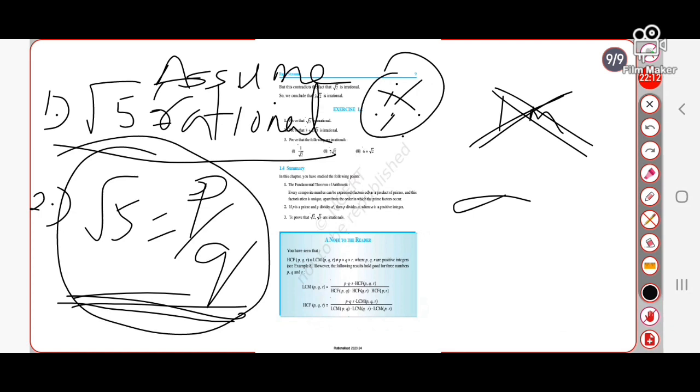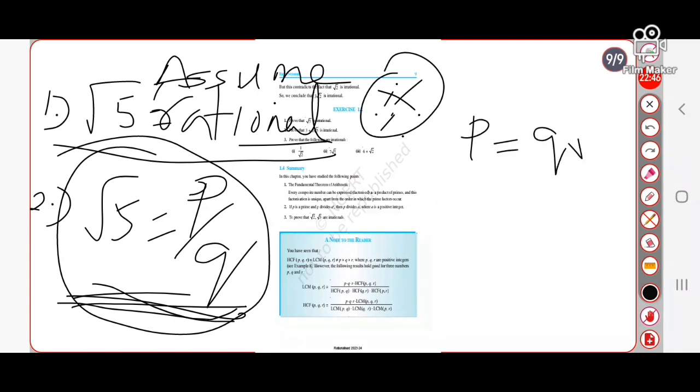So our first and foremost step always, just remember, this is not science or some other subject where we can just write the story of the entire thing. In maths, our first step is to assume the given number is rational. Second step is root 5 is equal to p by q. Third step is to cross multiply. While we cross multiply, we get p equal to q root 5.